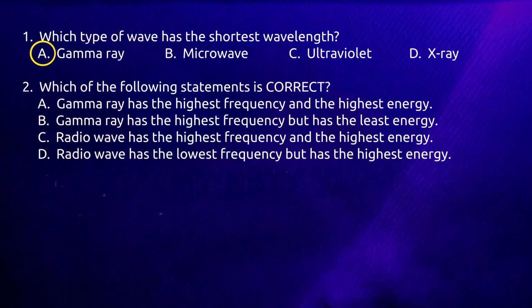Number 2. Which of the following statements is correct? Letter A, gamma ray has the highest frequency and the highest energy. Letter B, gamma ray has the highest frequency but has the least energy. Letter C, radio wave has the highest frequency and the highest energy. And letter D, radio wave has the lowest frequency but has the highest energy. The answer is letter A. Gamma ray has the highest frequency and the highest energy.